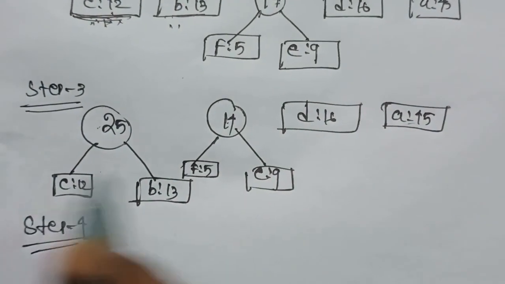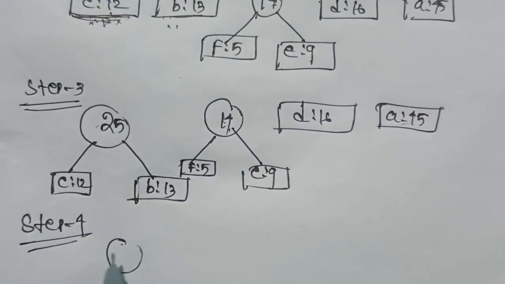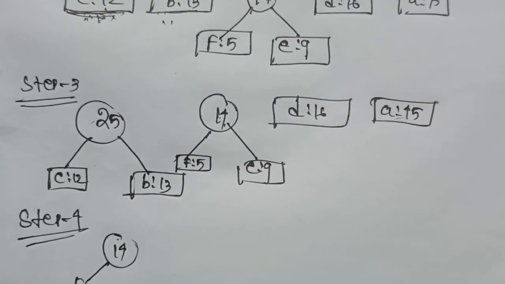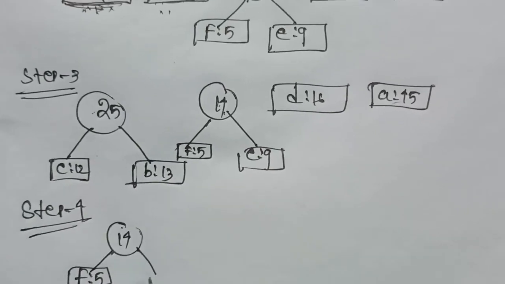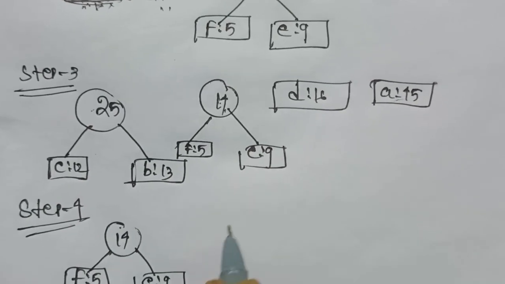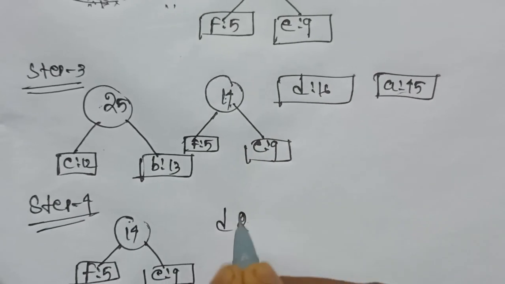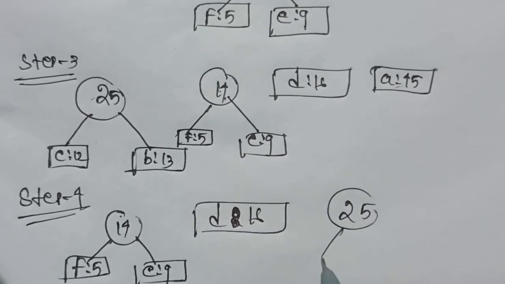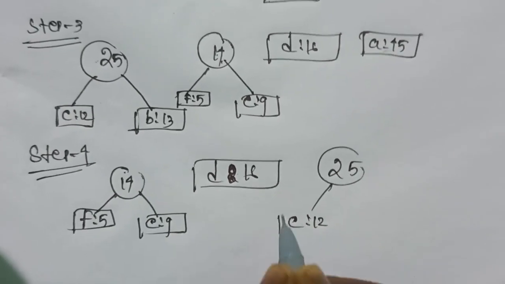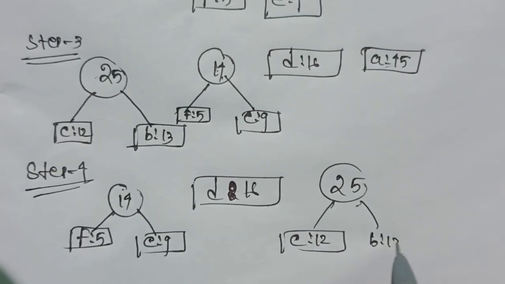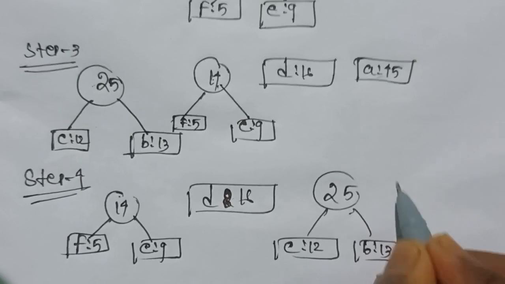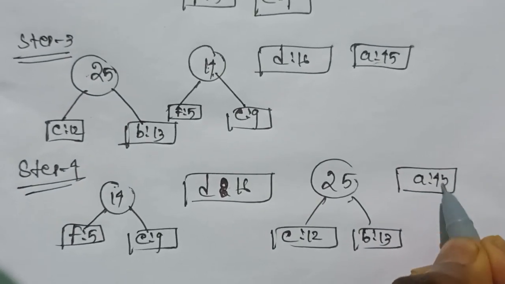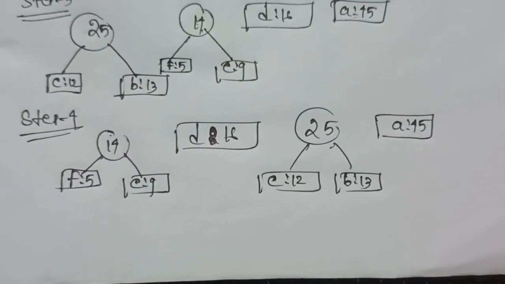Again rearrange in increasing order. So first here 14 comes, F5, E9, then D16, then 25, C12, B13, then A45. Clear? Yes or no?